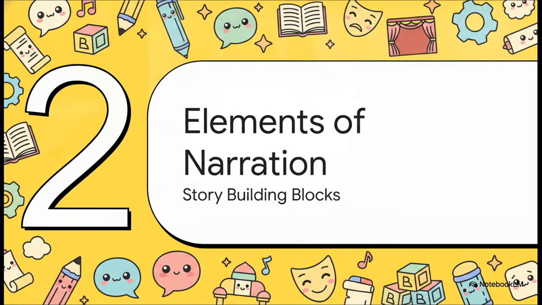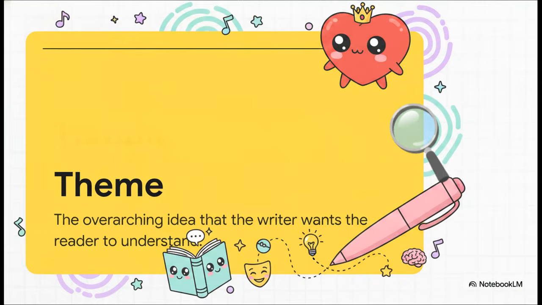Moving right along to Section 2, Essential Elements of Narration. Think of these as the building blocks of your story. Let's define the single most important concept first, which is theme. Theme is the overarching idea that you, the writer, want the reader to understand. It's basically your personal commentary on a subject. Take a moment to really let that sink in. Got it? Okay, because every other literary element we're going to discuss is ultimately just a tool used to build and support your theme. It is literally the heart of your play.